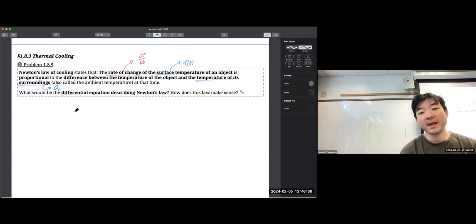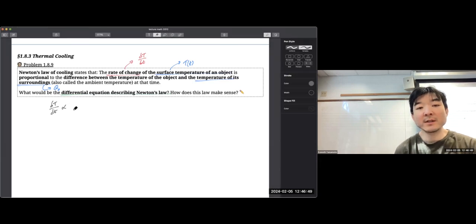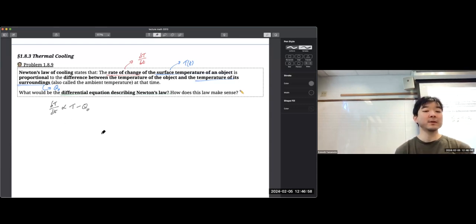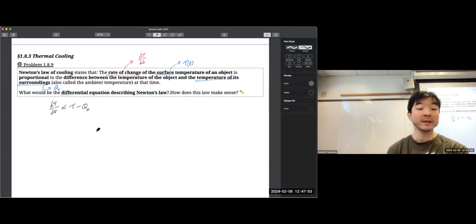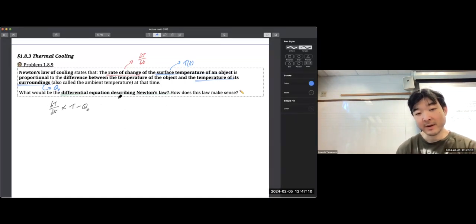So what's the differential equation describing Newton's law? It's saying that your change in temperature of the object, which is dT over dt, is proportional to the difference between the temperature of the object, capital T, and the temperature of the surroundings, Q naught. The proportional symbol just says this is proportional, and then we'll make this an equation by multiplying by a proportionality constant. But let's make sure that we are in agreement with this mathematical statement.